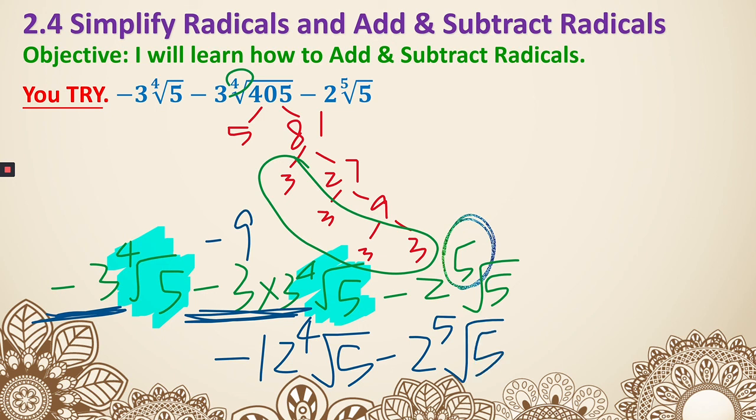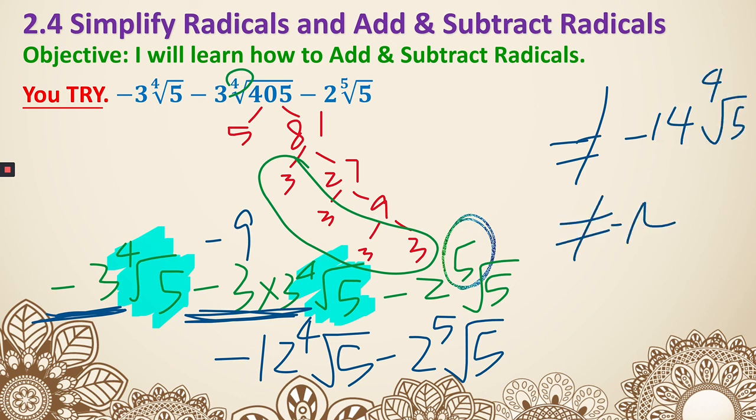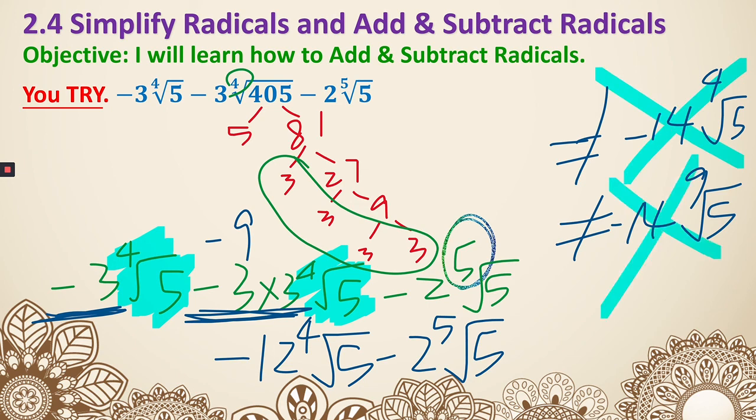Again, even though they are the same number, same radicand, number 5, the first index is 4, the second index is 5, so they cannot be combined together. You will not get -14 4th root of 5, and you will not get -14 9th root of 5. You cannot combine the index. These are both wrong. That is everything for 2.4.